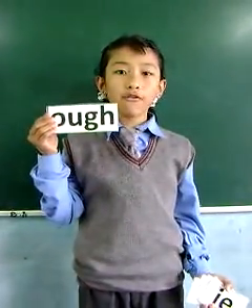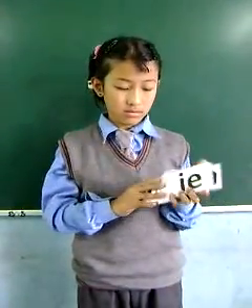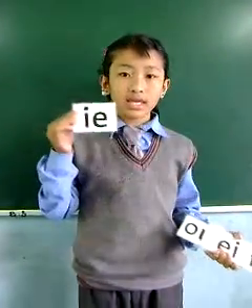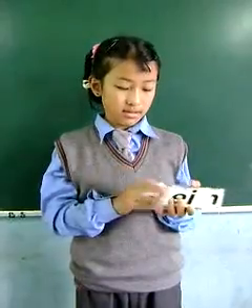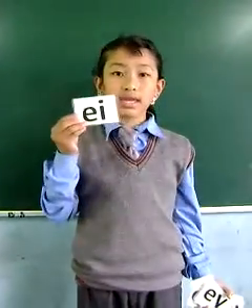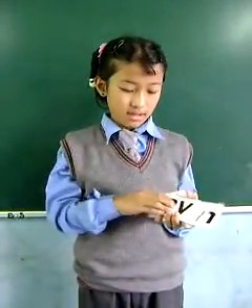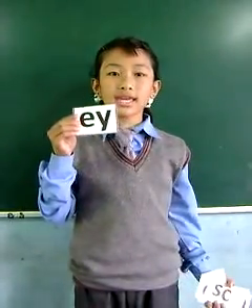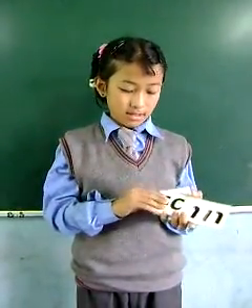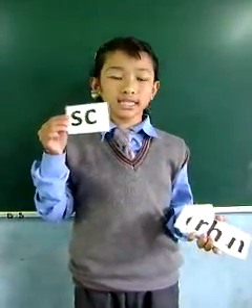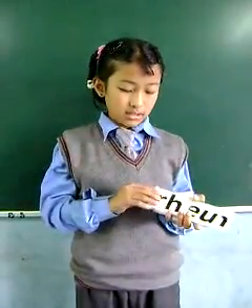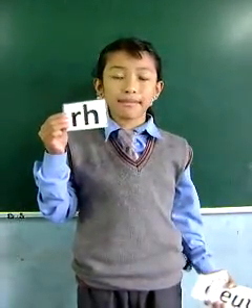O, U, F, of, A. E, I, E. E, A, E. A, E, E. Two letters. This is the of rhyme.